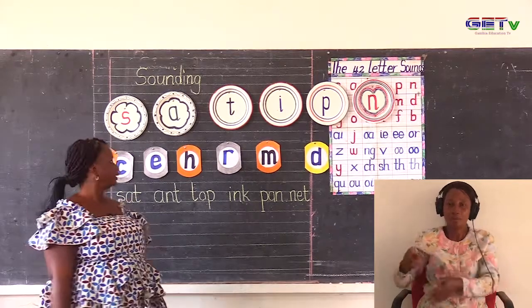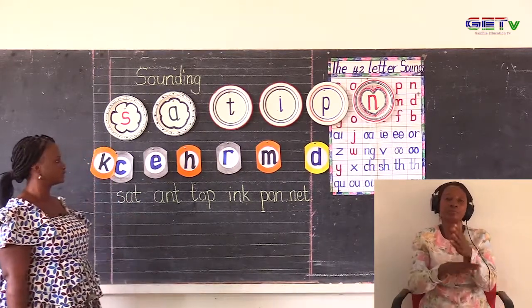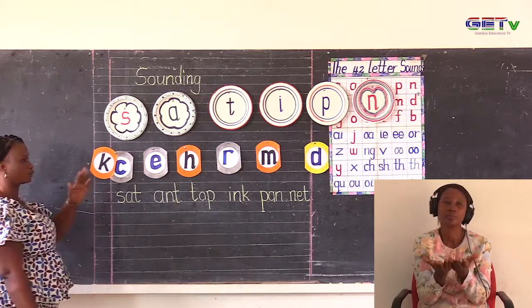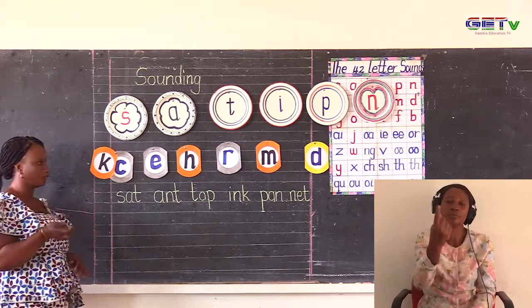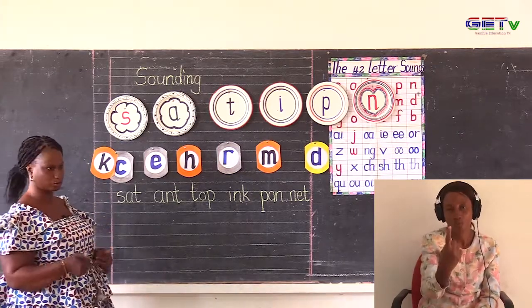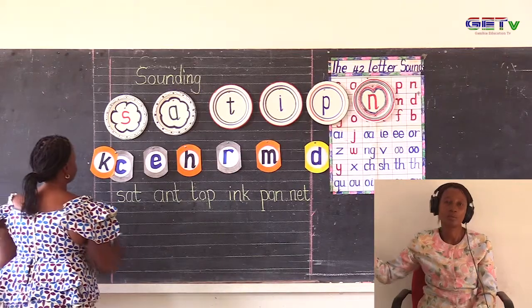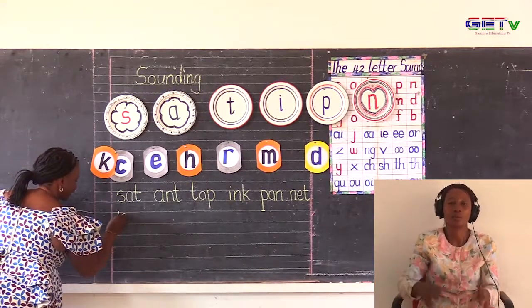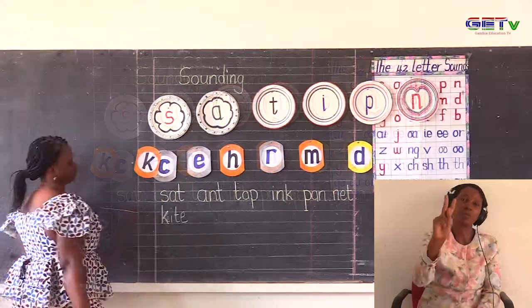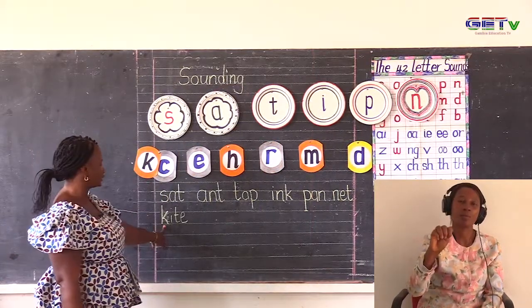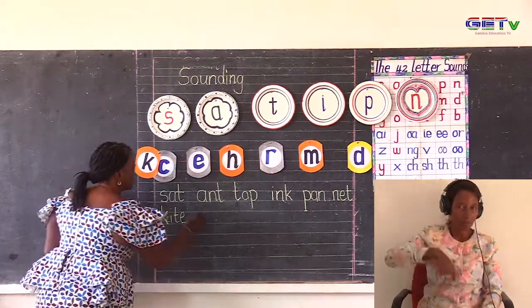Now, let's move to the second book. Still, we are going to form only a word from each of the sounds. Now, let's go. Kite. The initial sound here is K. Cap.